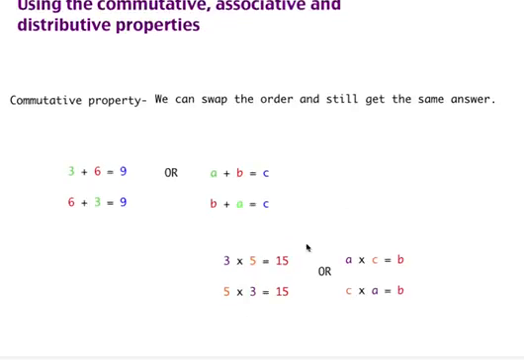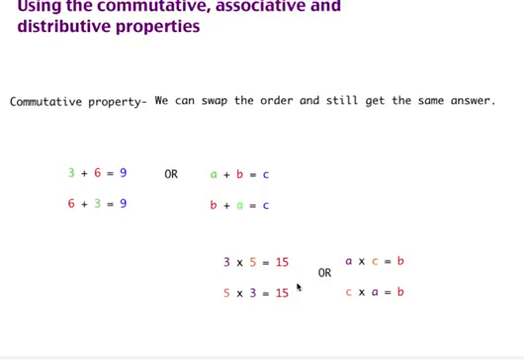Now that works for addition. It also works for multiplication. If I say 3 times 5 equals 15, I can swap that around and say 5 times 3 equals 15. Again, if I use letters to represent the same numbers, A times C equals B, or C times A also equals B. It's the same thing, commutative. So commutative property means we just swap the numbers.